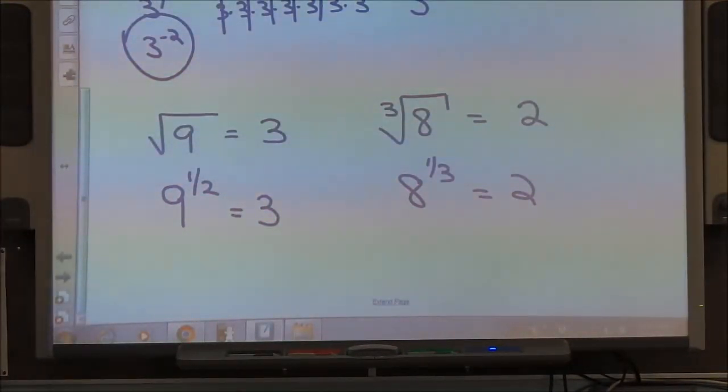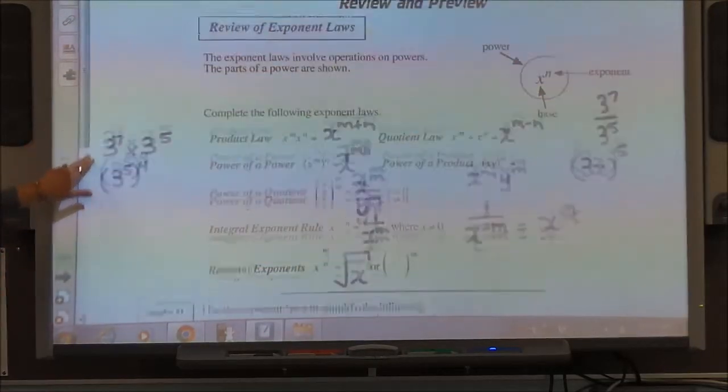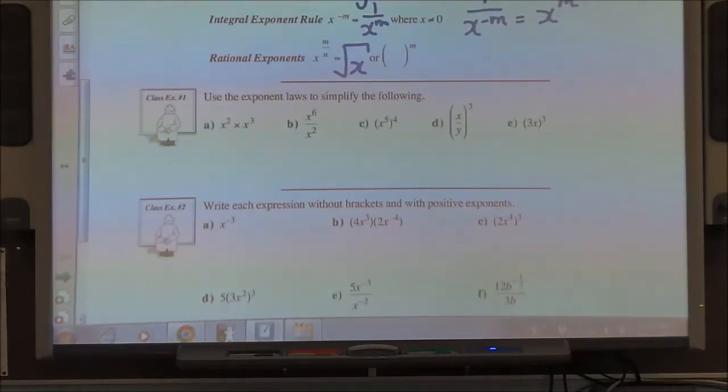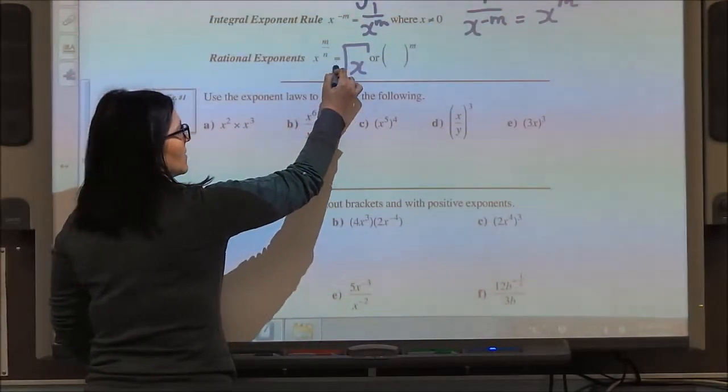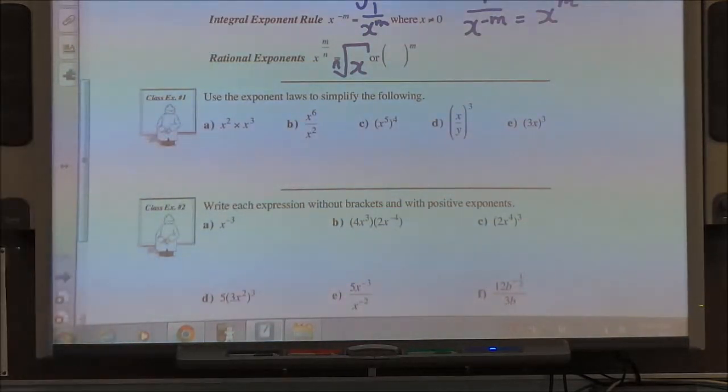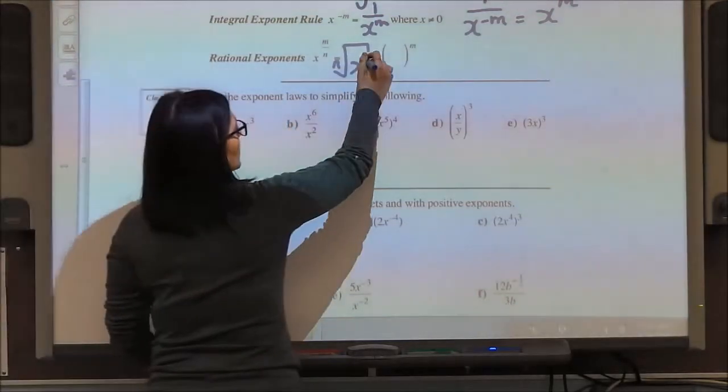Is there a pattern that you're noticing? If I go back to my fraction here, m over n, where does the n go? So by front, you mean here? Yeah. We call that the index. So it becomes my index. And then the m just stays as my exponent.